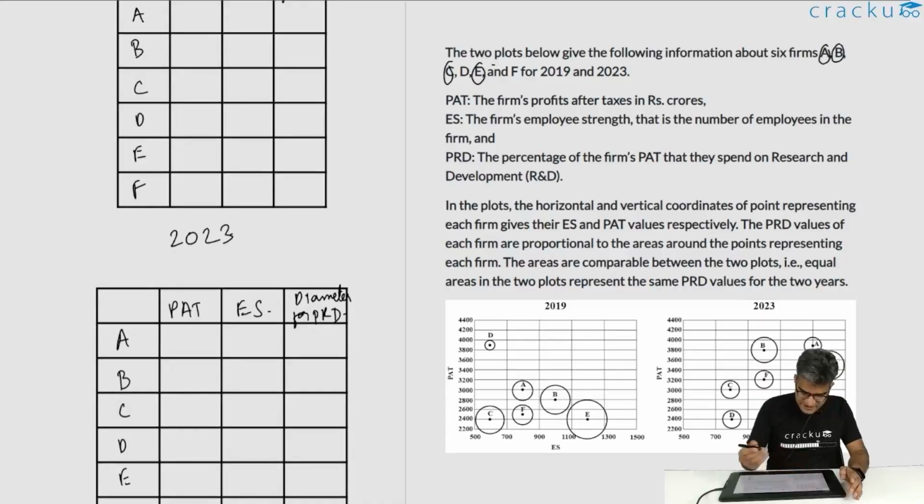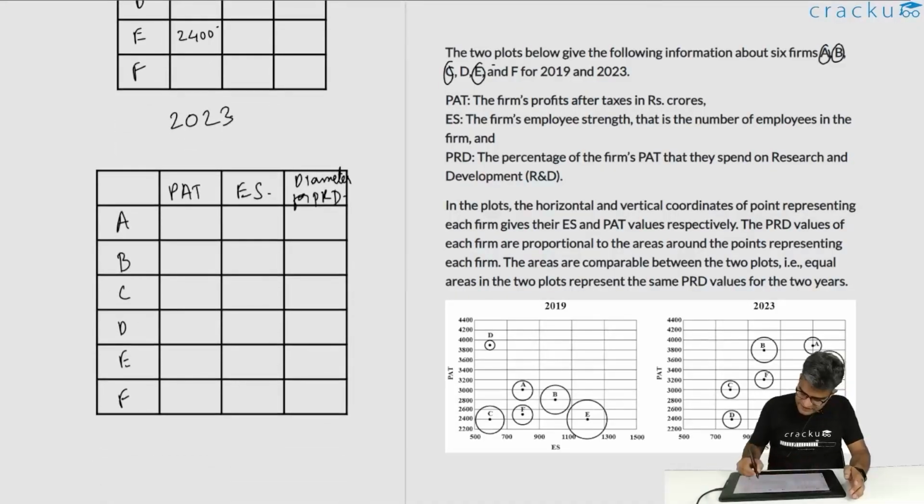For A, let us calculate it in 2019. For A, the PAT is 3000. For B, the PAT is 2800. For C, the PAT is 2400. And for E, the PAT is 2400 again. Similarly, in 2023, we'll use this graph. For A, it is 3900. For B, it is 3800. For C, it is 3000. And for E, it is 3500.